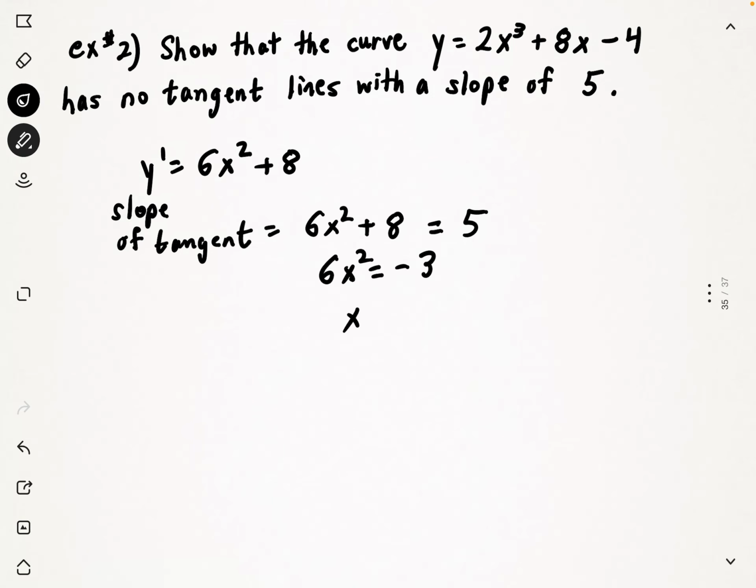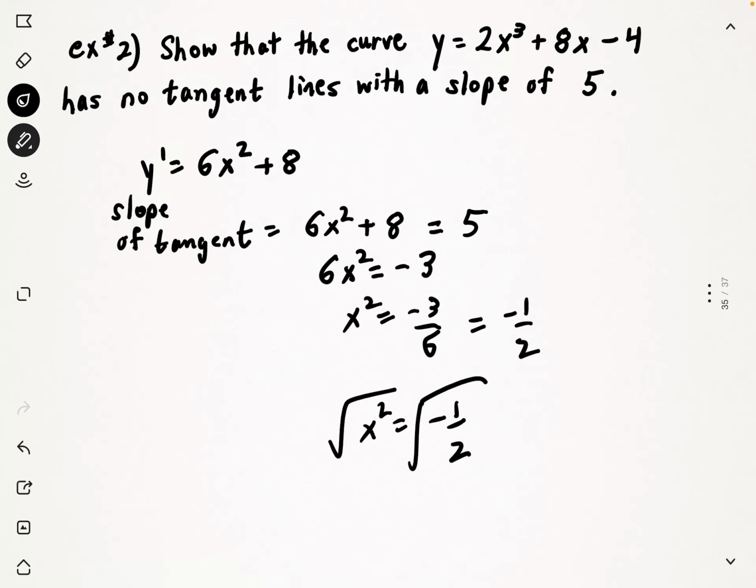You can see here that there is going to be a problem with that. We get x squared is equal to -1/2, and that's impossible to solve. You can't get the square root of a negative number. So this would be no solution, and there's not supposed to be a solution. You're supposed to show that this curve does not have any points where the tangent lines have a slope of 5, and we just proved that there are no x values for that.